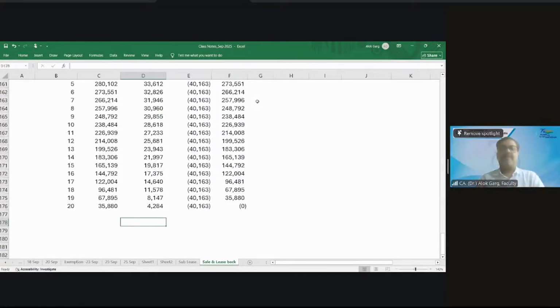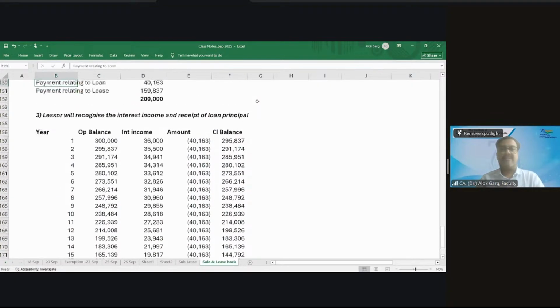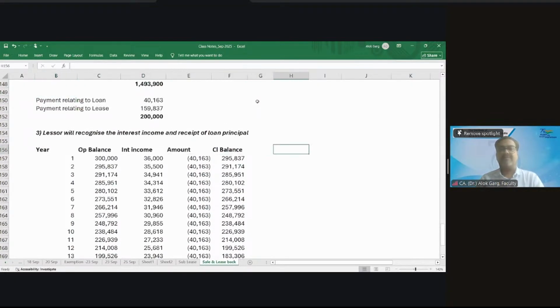Yes. See, this is the amount I will receive, the total amount. This is my interest income, right? So the difference is 3 lakh. So every year I'll recognize interest income and I'll recognize the receipt of principal.